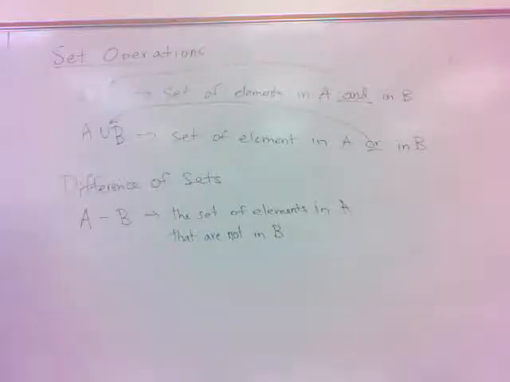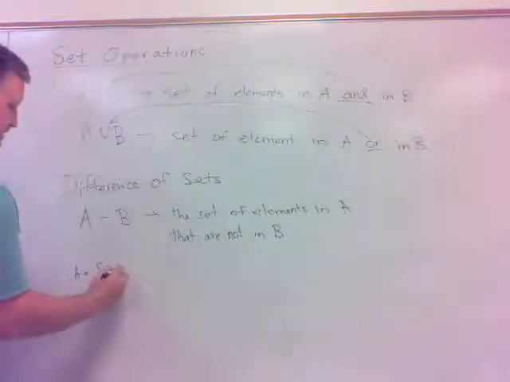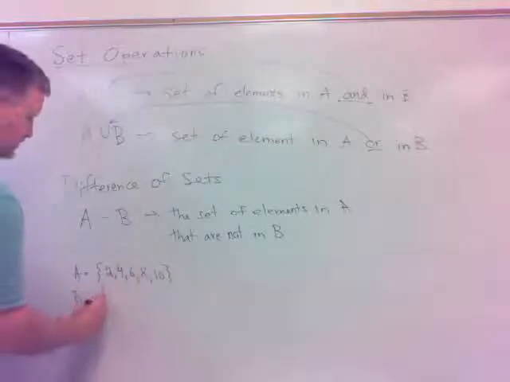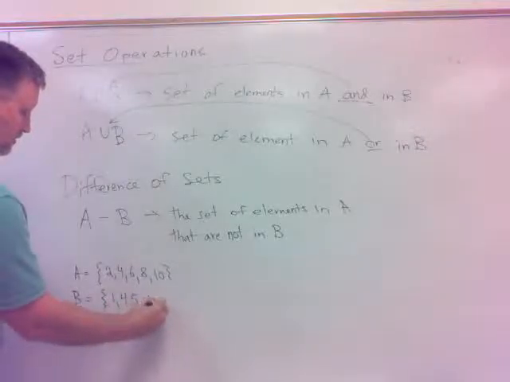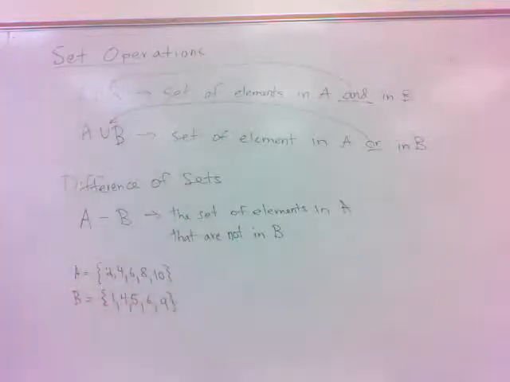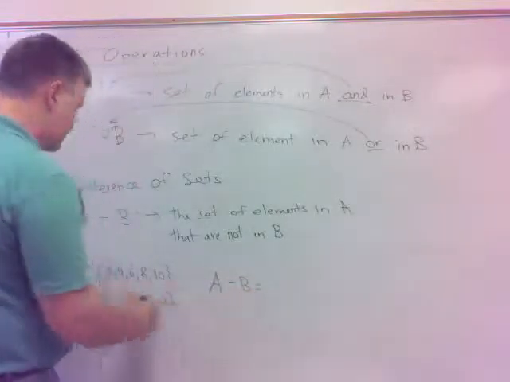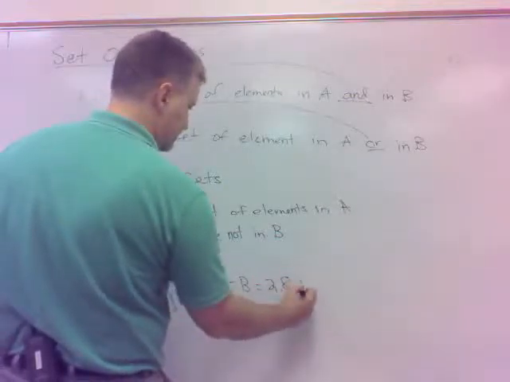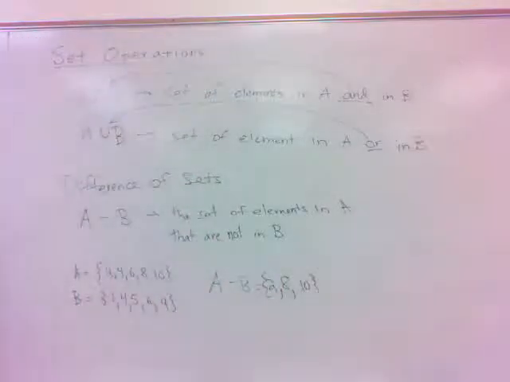Okay, so for example, back to our other ones, it was 2, 4, 6, 8, and 10. Is that what we had for A? And then B was 1, 4, 5, 6, 9. A take away B, A minus B, is 2, 8, and 10. I'll just do it right there for you, right? First of all, A minus B in this case is 2, 8, and 10.